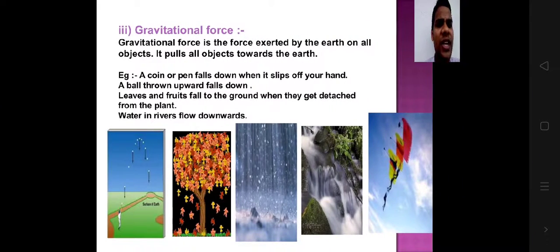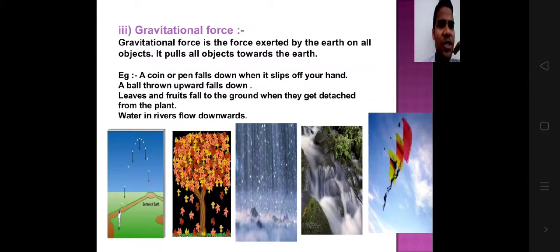And moving forward is gravitational force. We are very familiar with this. Whatever force may or may not act on the object, gravitational force always acts on the object as far as it is on the earth. So how do you define gravitational force? Gravitational force is something which is exerted by the earth on all objects. It's a simple way to understand. There are more details to it. We'll do it maybe later on. But right now understand it is a kind of attractive force.